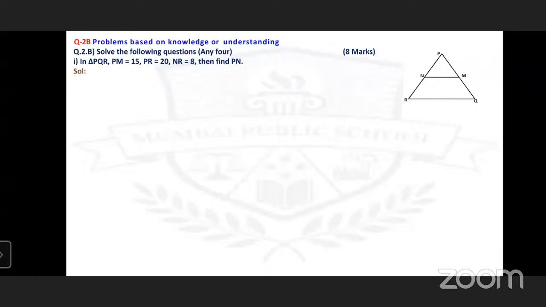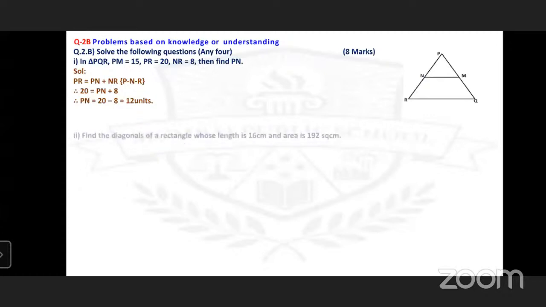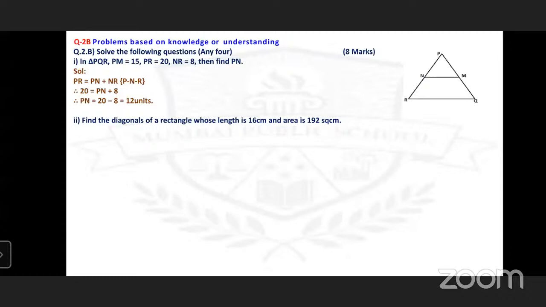Okay, now write, see the solution. So we write here, PR is equal to PN plus NR. Why do we write here? Because P, N, R are collinear, means they lie on the same line. So PN plus NR is equal to PR. And we have PR is equal to 20 and NR is equal to 8. Then we substitute here, 20 is equal to PN plus 8, and PN is equal to 20 minus 8, which is equal to 12 units. So PN is equal to 12 units. Very simple question for 2 marks. Only a three step solution.